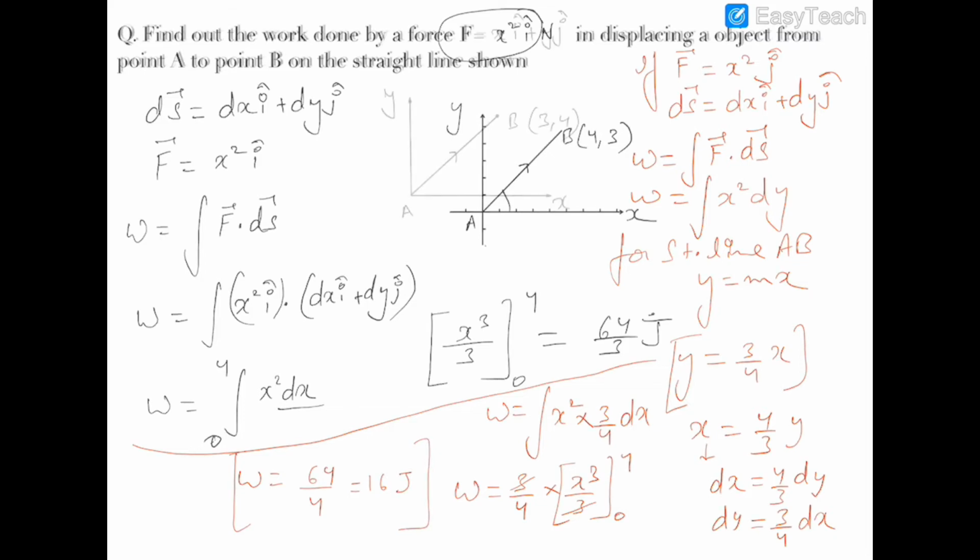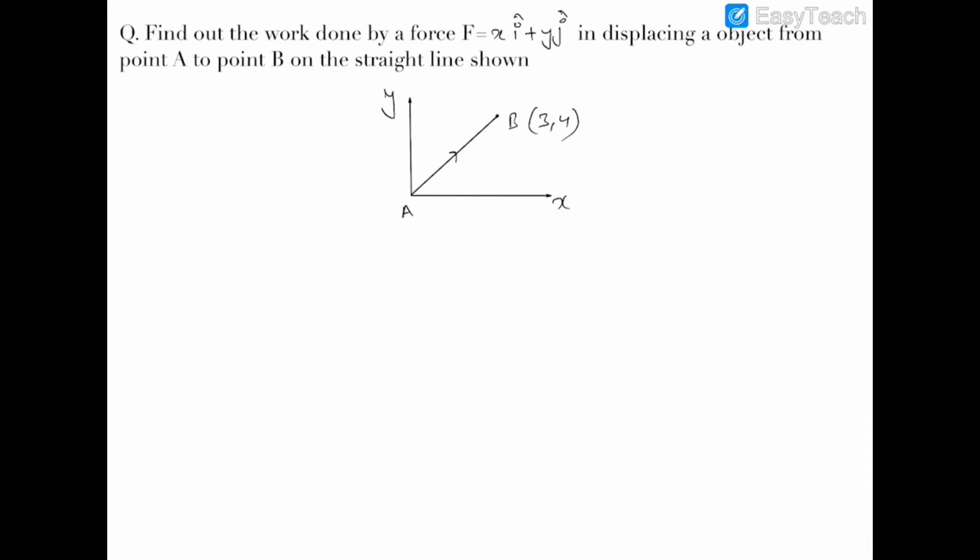Now we move on to the next question. In this question, we have to find out the work done of this force in moving a particle from A to B on this line shown. So again, this is a two-dimensional line, and hence we can assume the displacement vector as dx i cap plus dy j cap, because this line is also lying in the xy plane. Now the force vector is x i cap plus y j cap, and the work done will be integration of F dot ds.